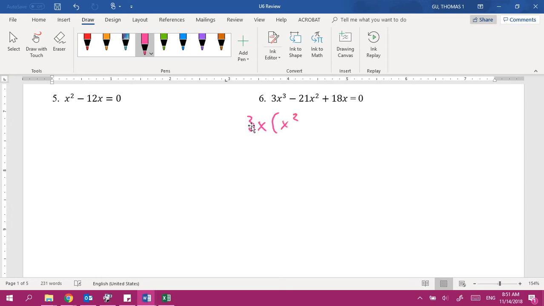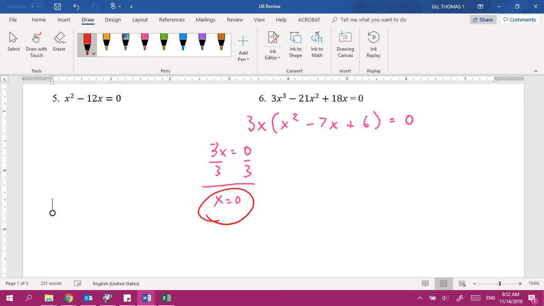X squared minus 7x plus 6 equals 0, right? Okay, so one of my solutions is already going to come from this 3x, because right here, that's a factor. So I'm going to put 3x equals 0, and then x equals, divide by 3 on both sides, x equals 0. That's one of my answers, okay?